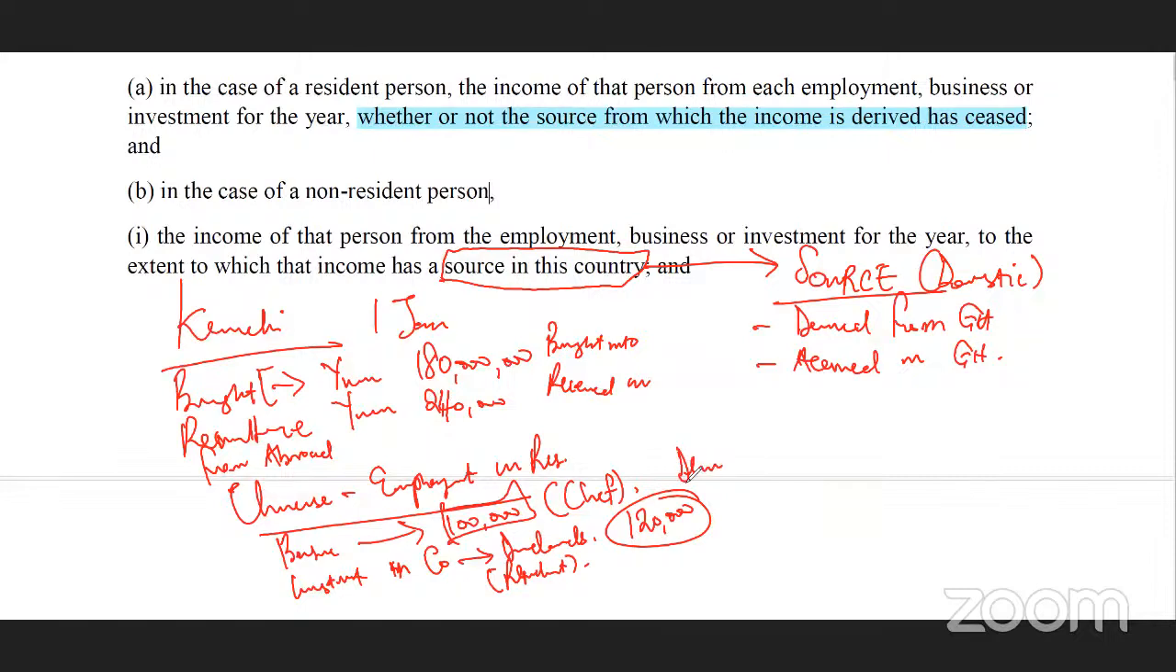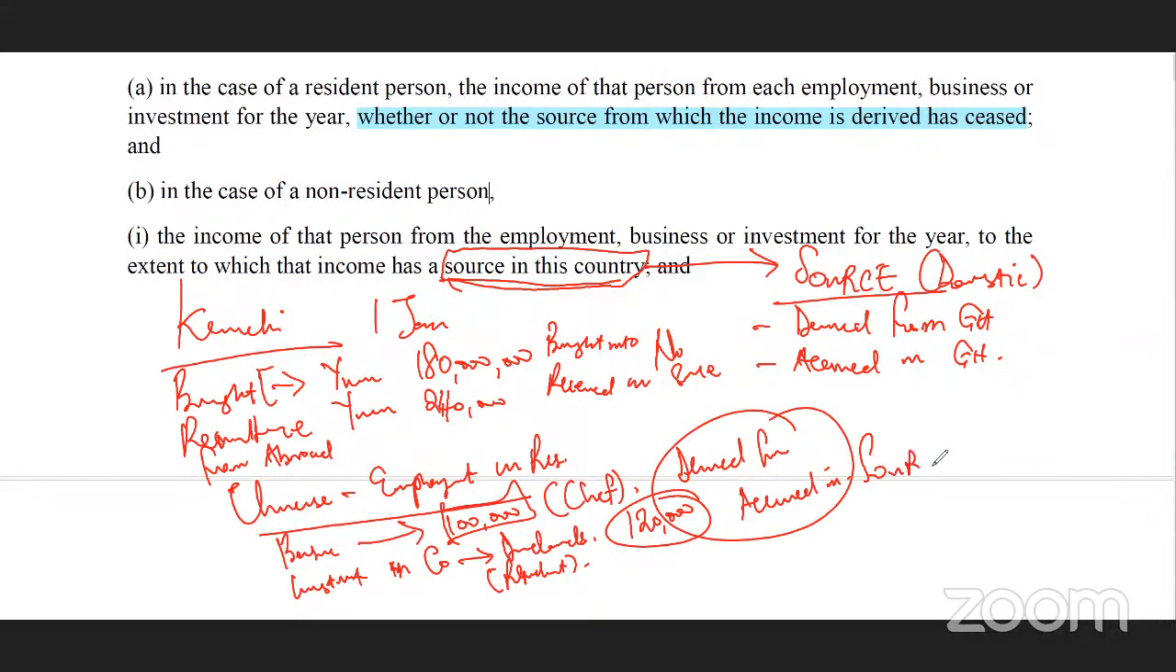So we are saying that this income was derived from Ghana and this income was accrued in Ghana, right? Yes. Okay, so with this being said, it gives us the general overview that so far as you are non-resident, unless the income has a source in this country. Remember, these ones have no source, but these ones have a source in the country, right? And once they have a source in the country, they are subject to tax in the country.